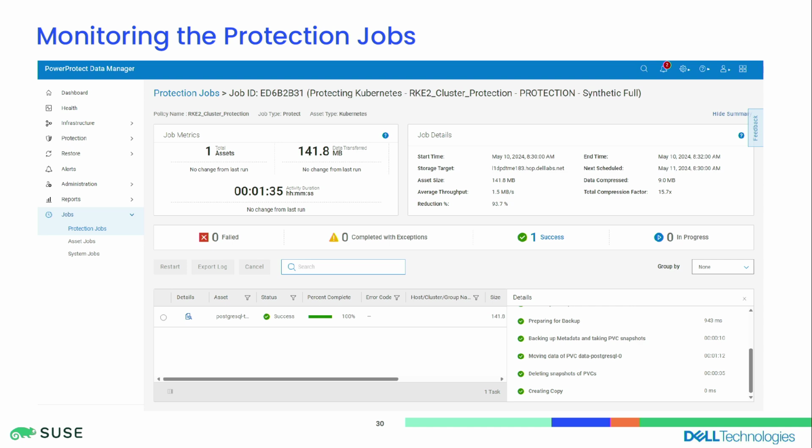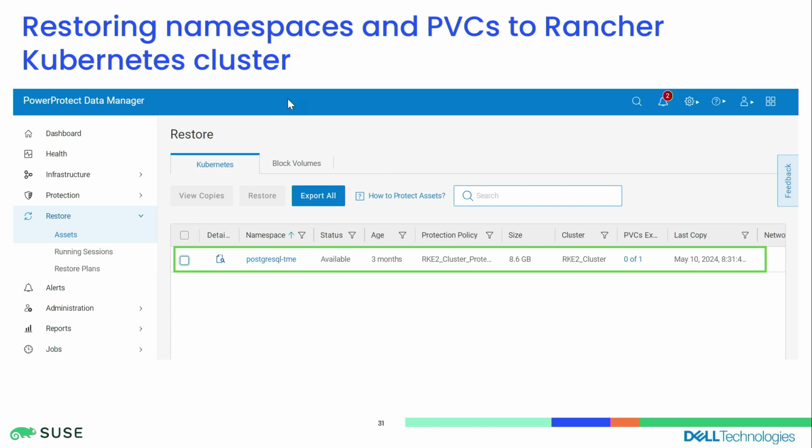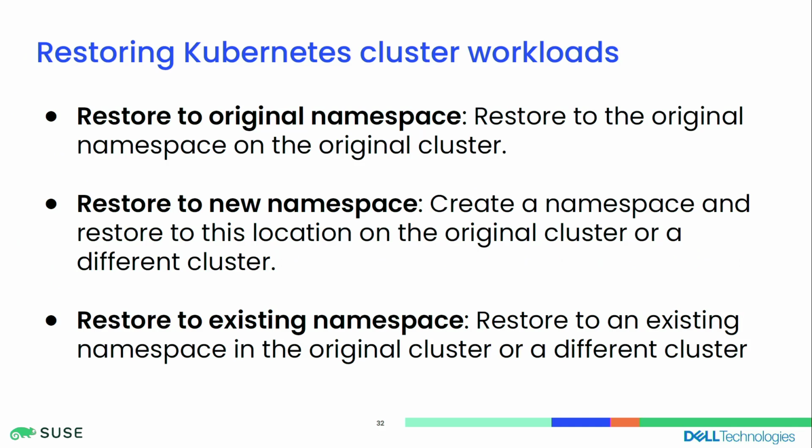So it's very useful. It will also let us know how long it took to backup as well as how much data was transferred to the appliance. So for the restore process, it's very simple. We just need to identify which is the backup policy or backup set that we would like to restore. We click on it, we select it.